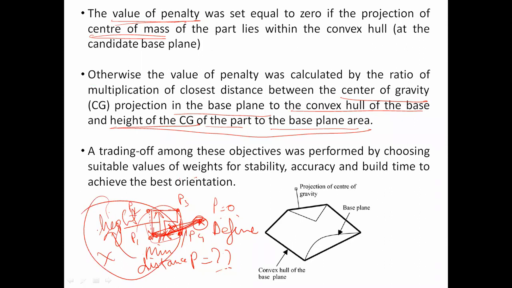So this penalty function was added onto the stability function. If you remember, we had taken 3 functions: build time, accuracy, and stability. So I had given 0.2 weightage over here, and into this you multiply the penalty.